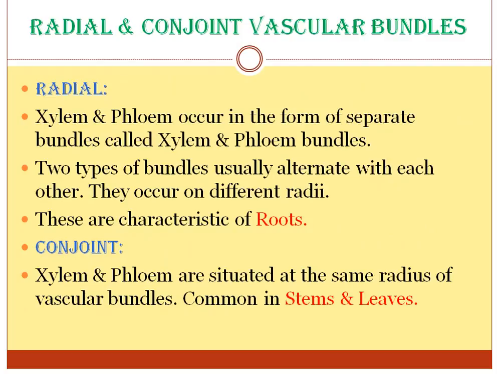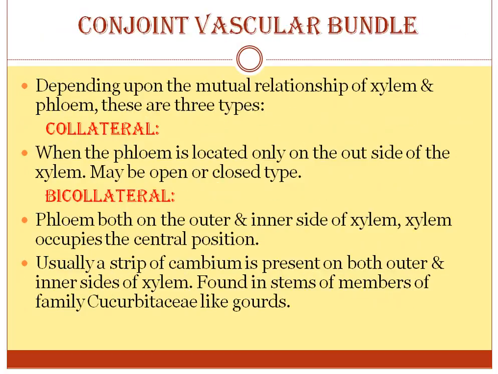Next one is conjoint vascular bundle. In conjoint vascular bundle, xylem and phloem are situated at same radius of vascular bundles. Conjoint vascular bundles are common in stem and leaves. Depending upon mutual relationship of xylem and phloem, vascular bundles are three types.